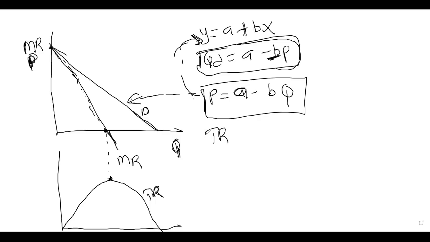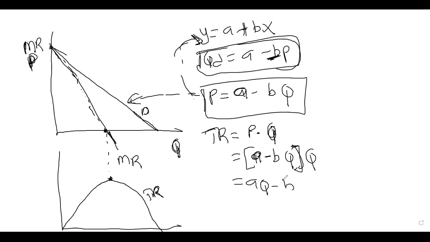So total revenue is equal to price times quantity. Here, if I multiply quantity by the price, which is A minus BQ, so I multiply by another Q, I'll get AQ minus BQ squared. This is total revenue, okay?